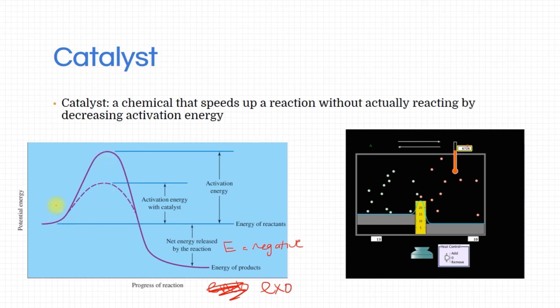But the thing is, if you decrease the hill in the forward direction, you also decrease the hill in the reverse direction by the same amount. So you're not going to make more products or more reactants by adding a catalyst. All you're going to do is speed it up. In other words, it comes to equilibrium faster this way.